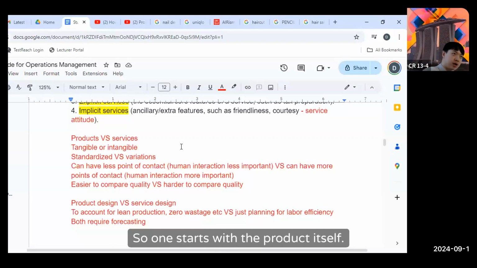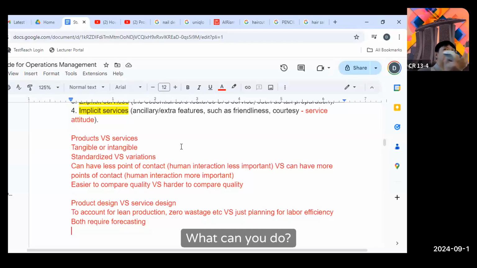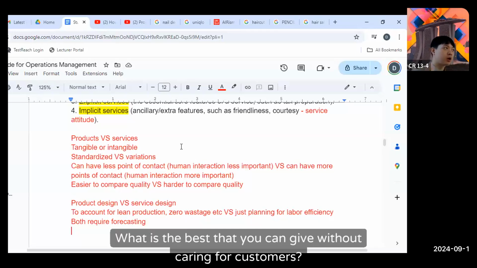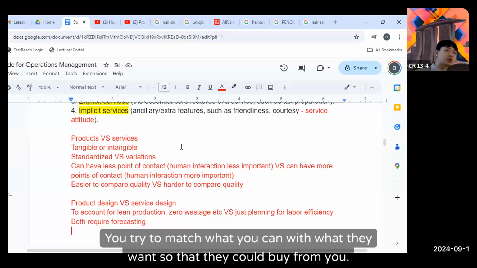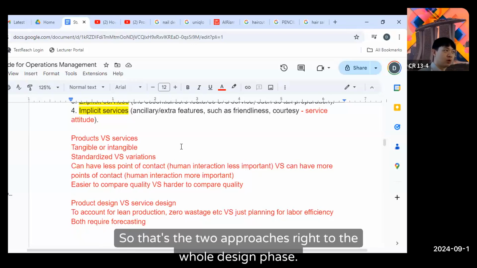So one starts with the product itself. What can you do? What is the best that you can give without caring for customers? And the other perspective is you ask what the customers want, then you give it to them. You try to match what you can with what they want so that they could buy from you. Okay, so that's the two approaches, right, to the whole design phase.